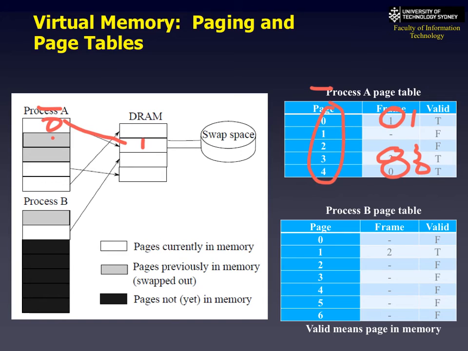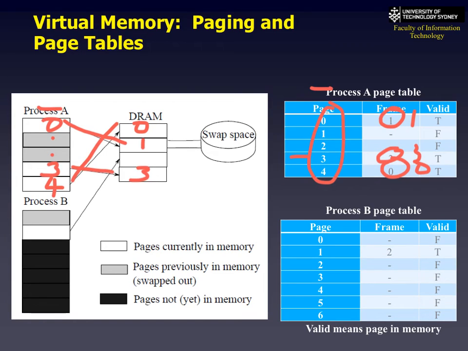Right, that's 2, 1, 2, 3. It's page 3. Happens to be physically located in memory in page 3, or frame 3, block 3, whatever you call it. And page 4 happens to be located in 0 to 4K.